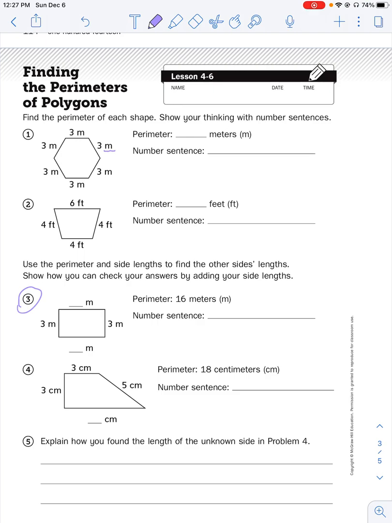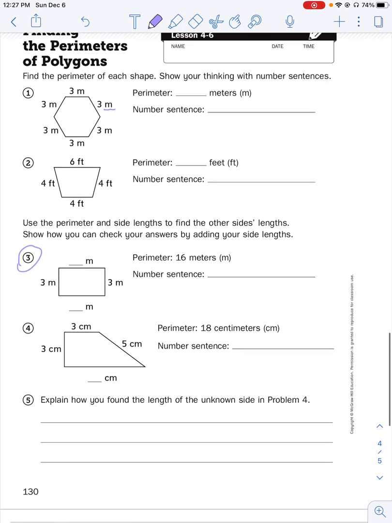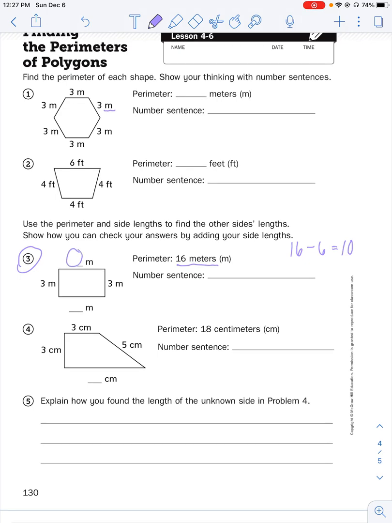So on this one, since you know what 3 plus 3 is, and you know what they give you as the perimeter, you can do 16 minus what 3 plus 3 is, which is 6. So you have 10 left that you have to divide up between these 2 sides right here. So how can you equally divide up 10? Well, what 2 numbers can add together to get to 10? 5 and 5. Okay, so I just gave you the answer for that one.